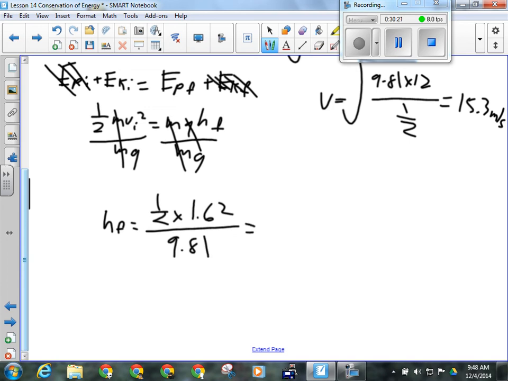The most common mistake I see when people are solving for height is that they start square rooting and squaring. Is it h squared? Then you don't have to square root anything. This has to be squared, yes, but you don't square root to solve for h. So 1/2 times that should give us 0.13 meters, which is like that far. It's a little kid. That would be exciting.